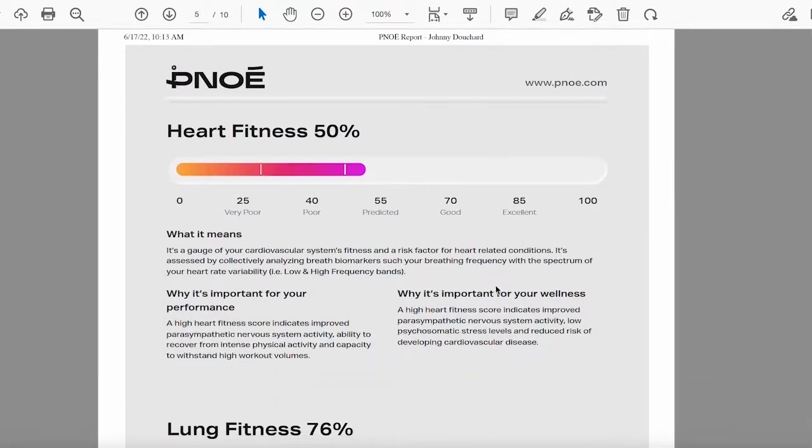The next thing that we could grade on here is my heart fitness. And this is not like an EKG. This isn't telling me that I'm about to have a heart attack or that my arteries are clogged. What it is telling me is that my breath and my HRV are saying that my parasympathetic nervous system isn't getting activated enough.